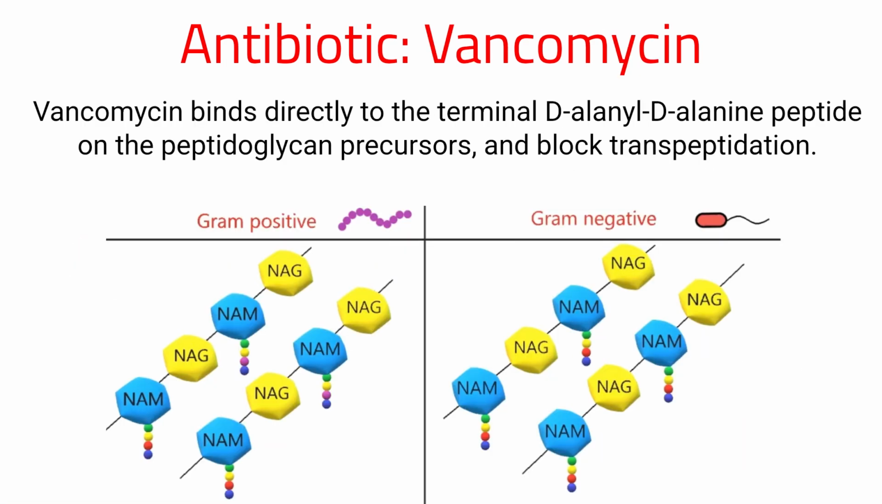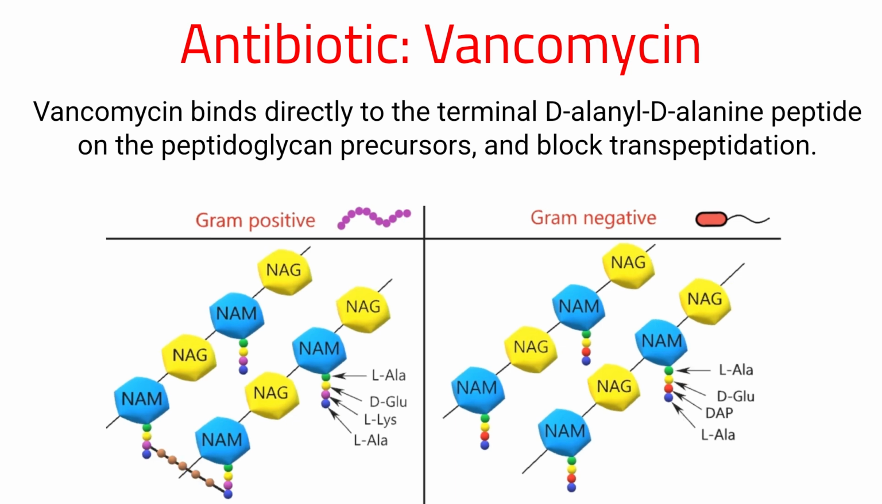In contrast, vancomycin, another cell wall synthesis inhibitor, does not bind to PBP, but binds directly to the terminal D-alanine peptide on the peptidoglycan precursors and effectively blocks the transpeptidation. Because the cell wall and its synthesis mechanism are unique to bacteria, beta-lactam antibiotics are highly selective and are not toxic to the host cells. However, some individuals develop allergies to beta-lactam antibiotics after repeated exposures.